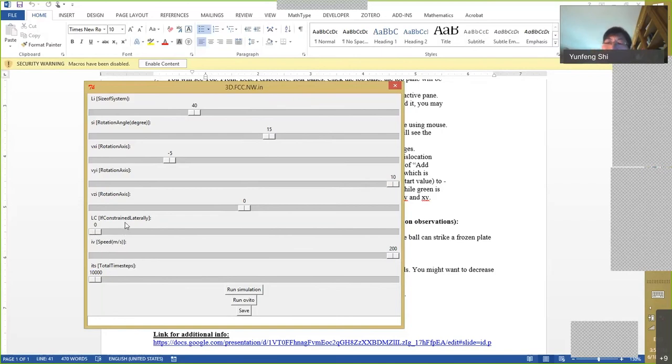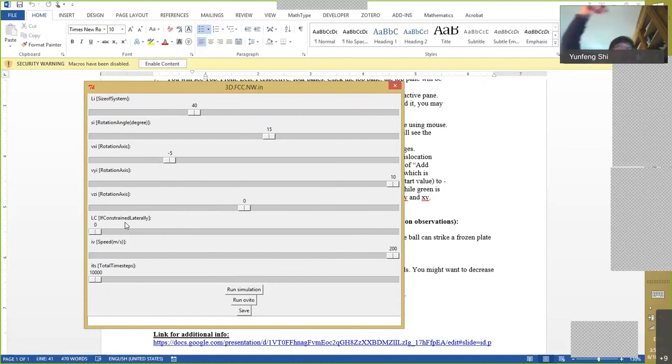If constrained laterally, what does that mean? You can have the tension applied like this, so that you don't have lateral movement, or you can allow the tension and allow lateral movement, right? So this is to mimic the experimental tensile test machine. Sometimes you only control the displacement in the tension direction, and you freeze the rest. You don't allow it to do lateral shift. Sometimes you allow it to do lateral shift.